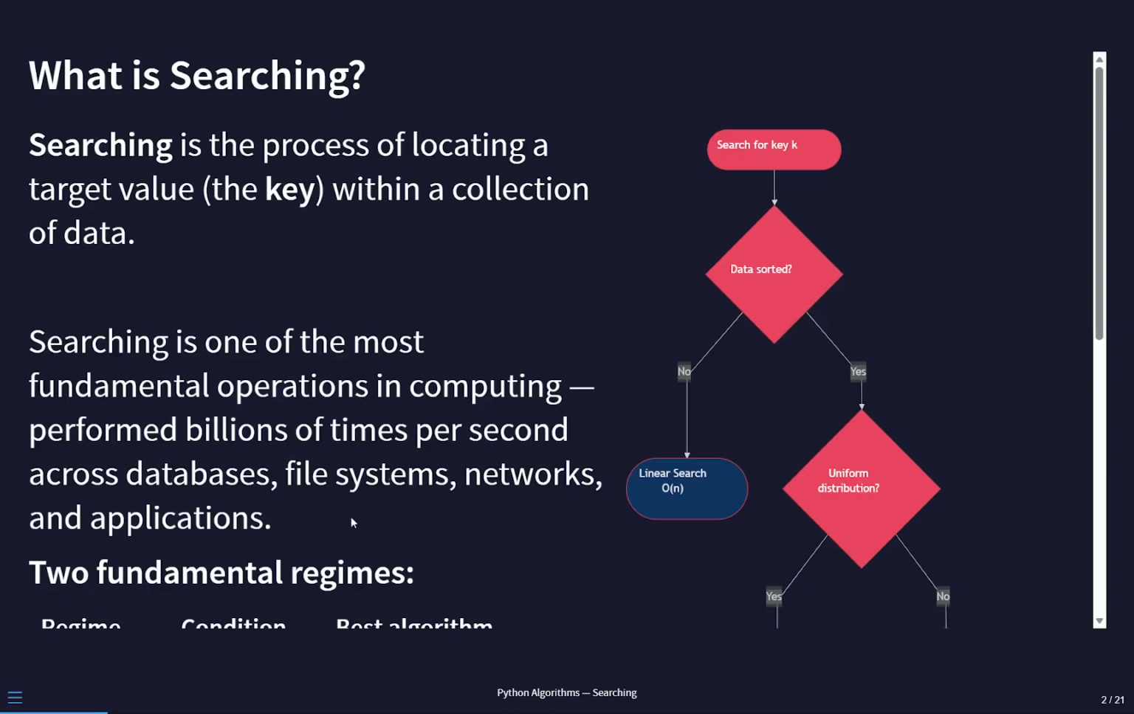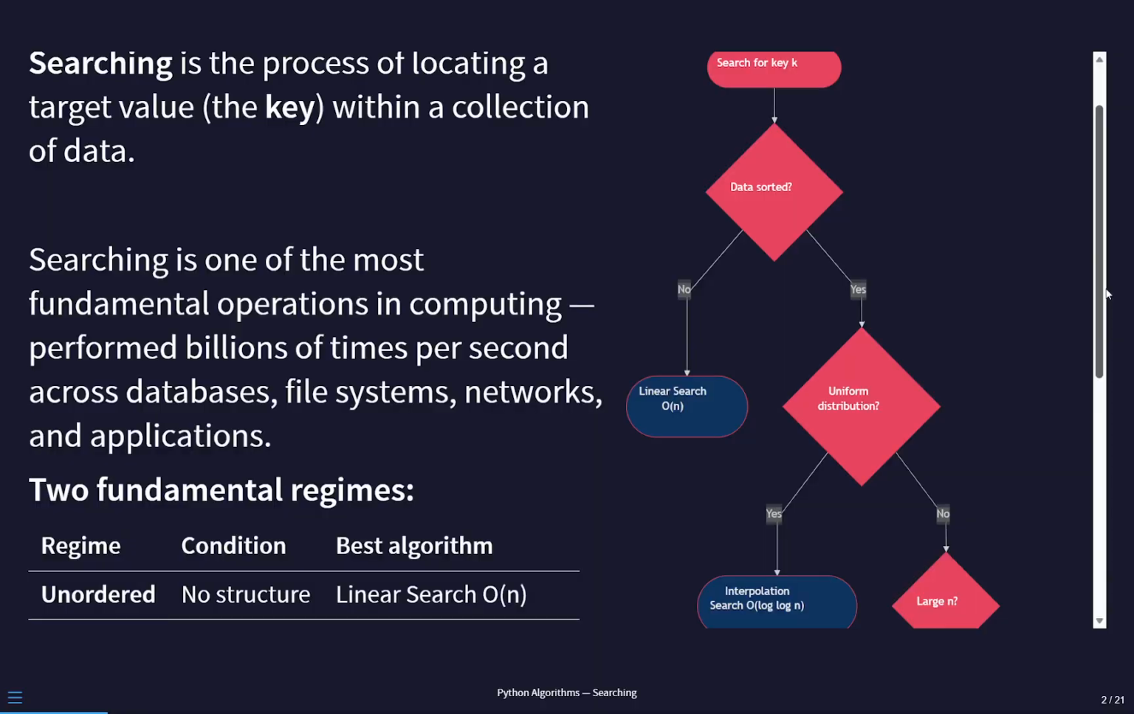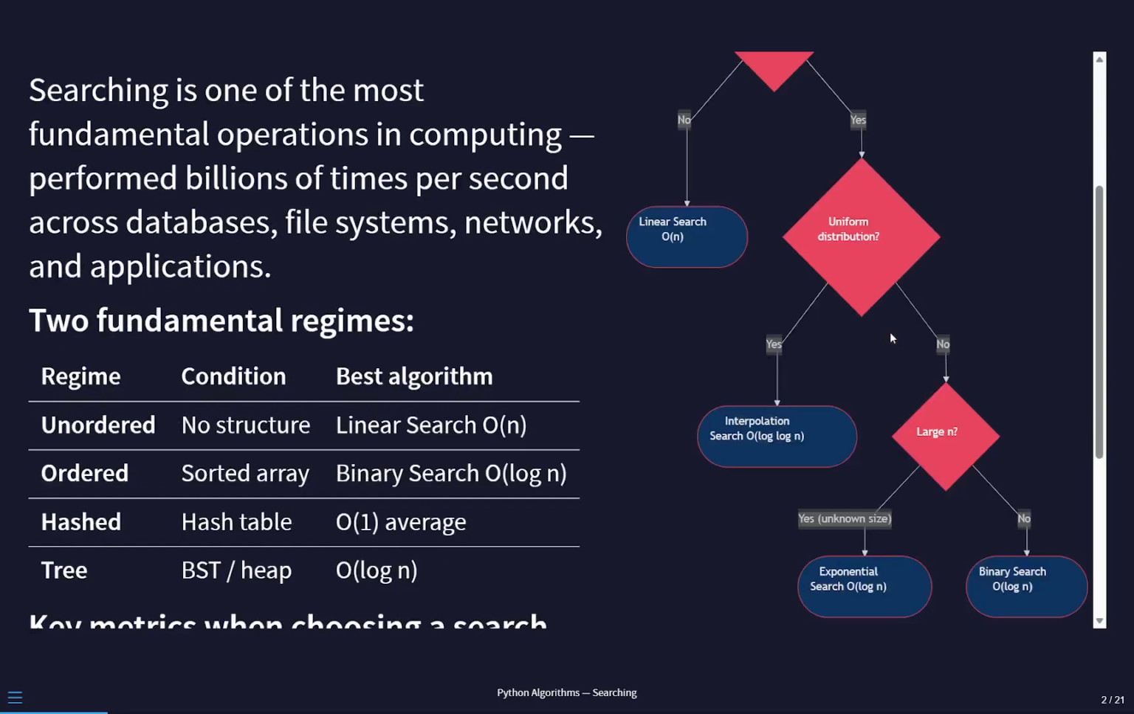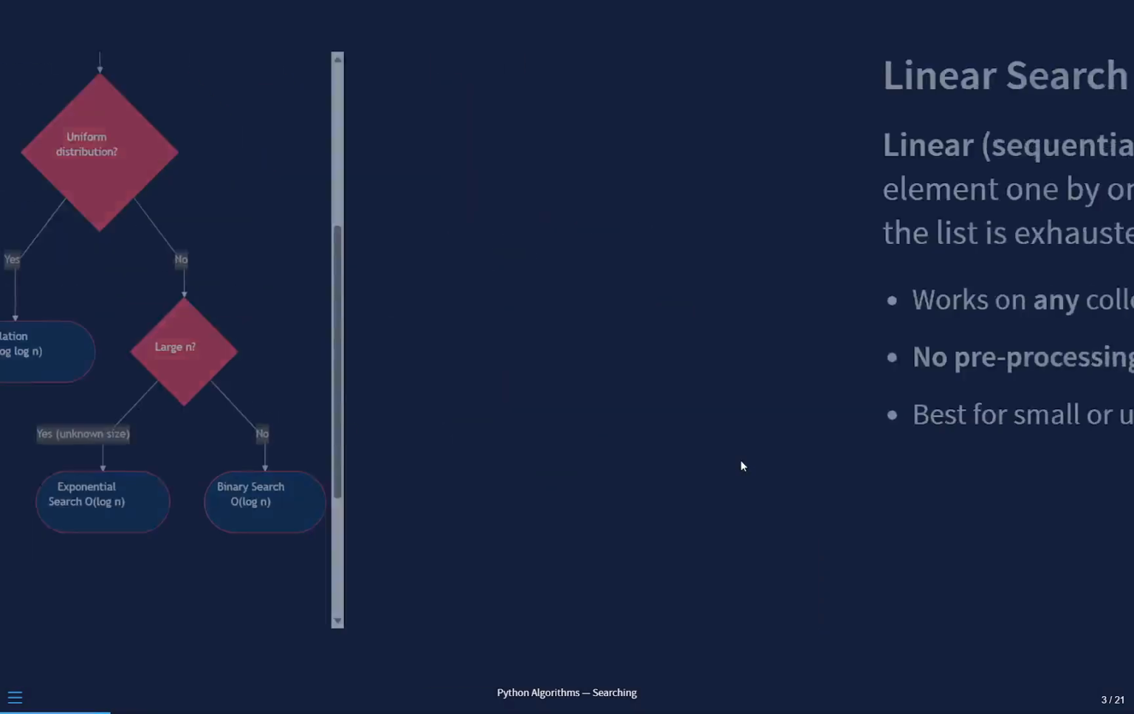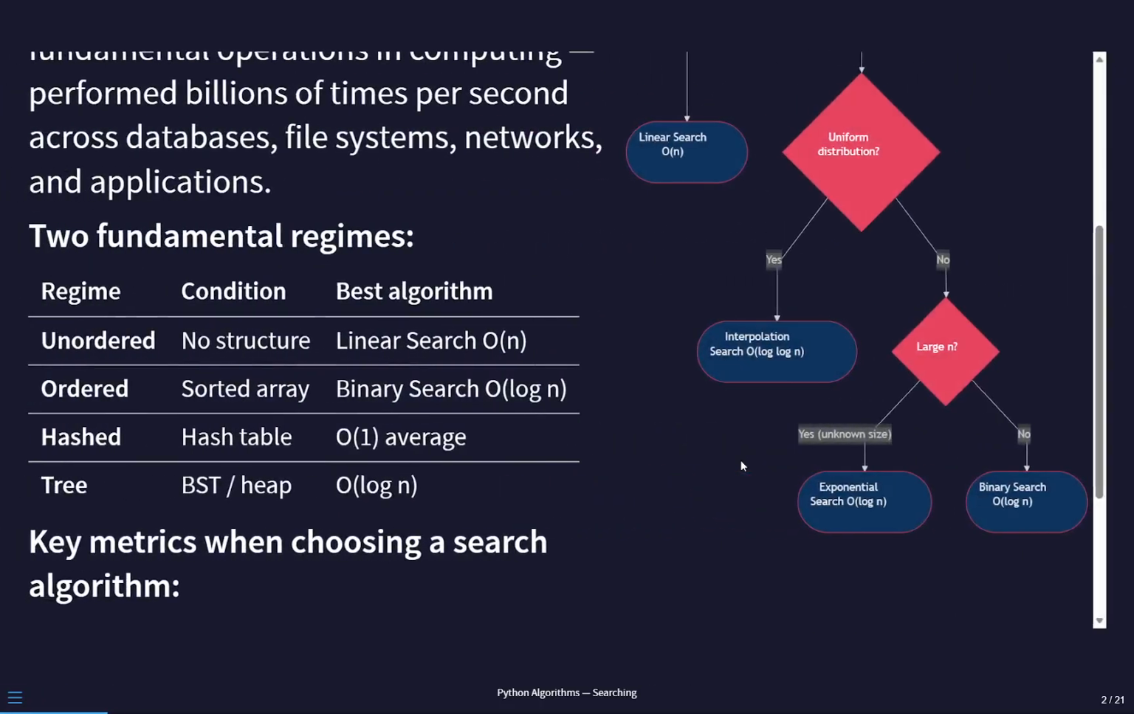The decision tree on the right maps these questions to algorithms. Unsorted: linear search. Sorted plus uniform distribution: interpolation search. Sorted plus unknown size: exponential search. Sorted otherwise: binary search. We'll walk every one of these branches in this video.